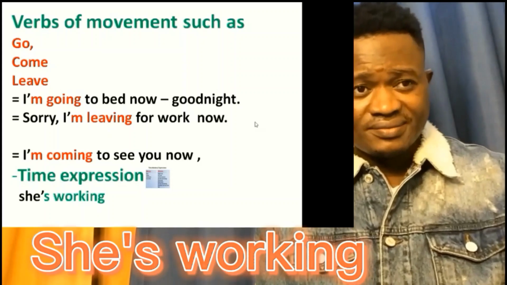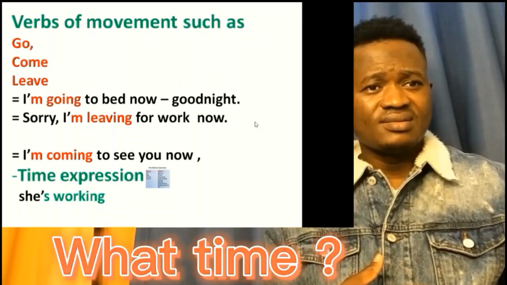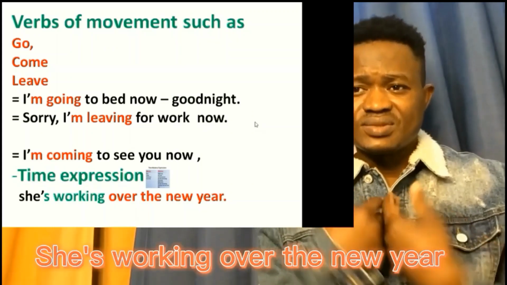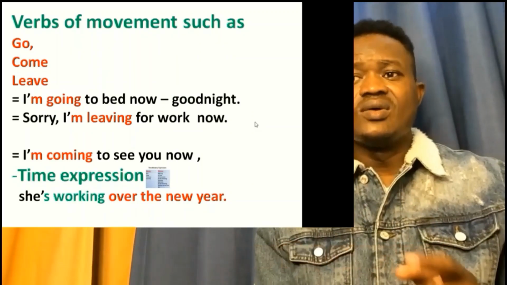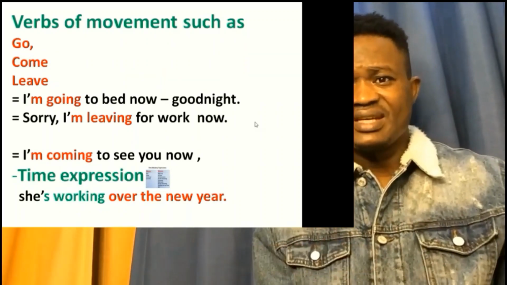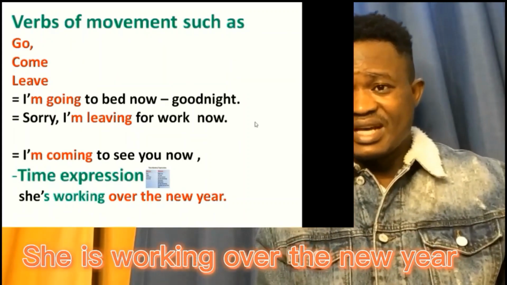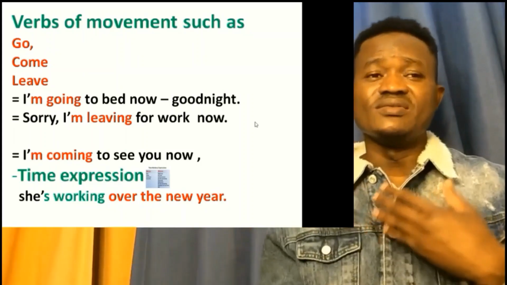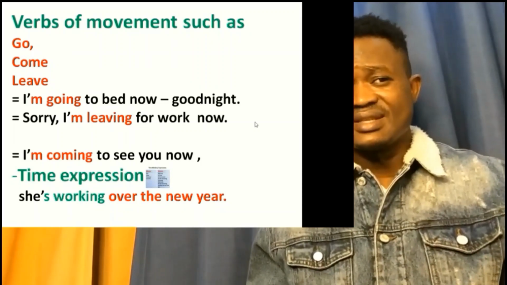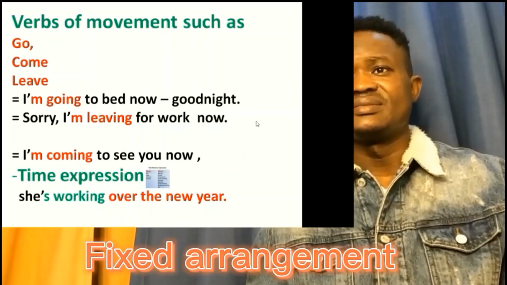She is walking. When? What time? Over the new year. She is walking over the new year. Over the new year is the time expression indicating when she's walking. So that's what we call a time expression. Okay, guys, still on time, still on what? Fixed arrangement. Okay, all right.